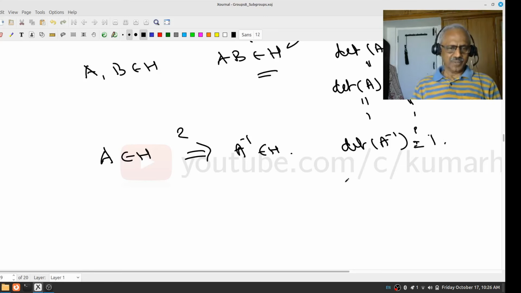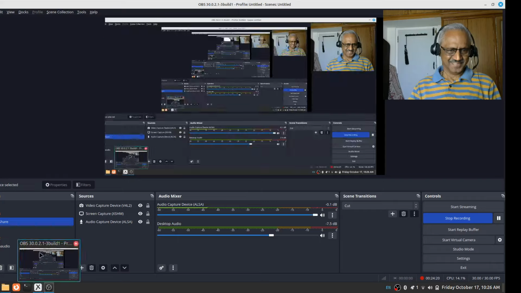How will I prove that? Exactly the same way we proved it for sign. Look at the determinant of A times A inverse. That is the determinant of the identity, which is 1. But the determinant of A times A inverse is determinant of A times determinant of A inverse. But determinant of A is 1. Therefore, we conclude the determinant of A inverse is also 1. Is that clear? Did you follow this? Okay.